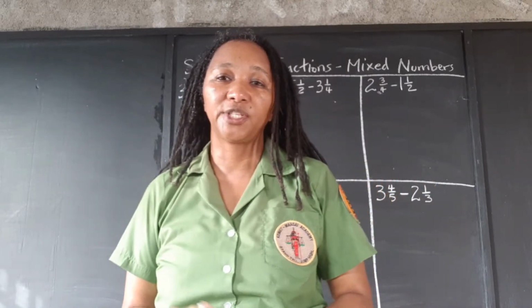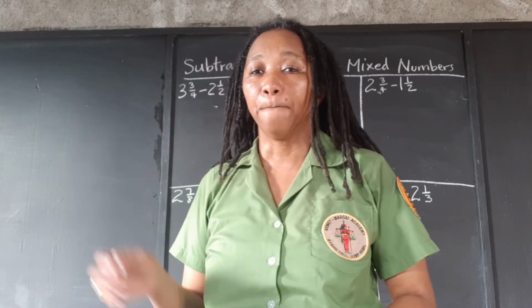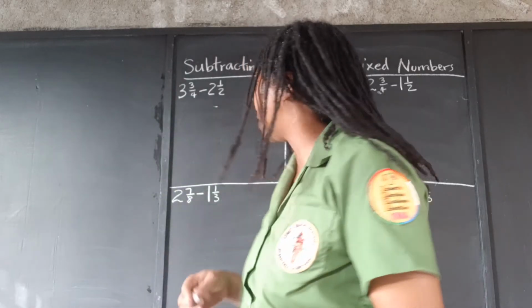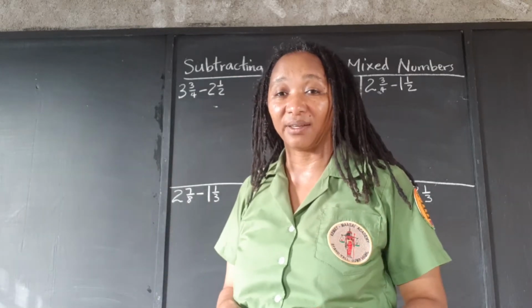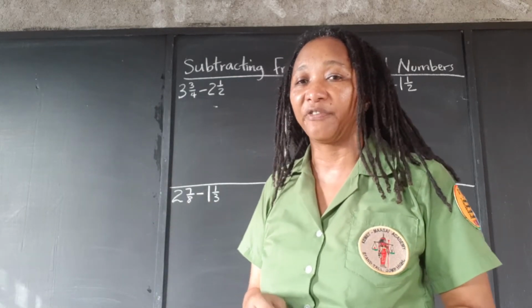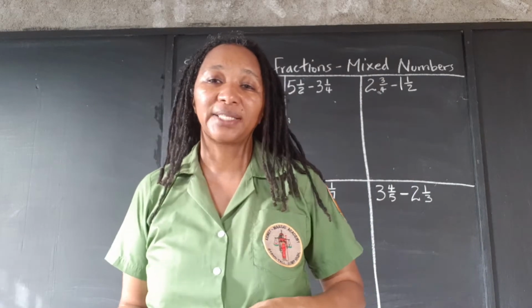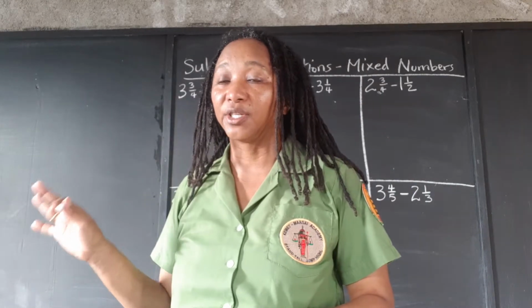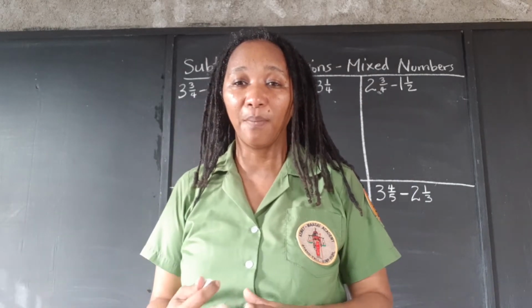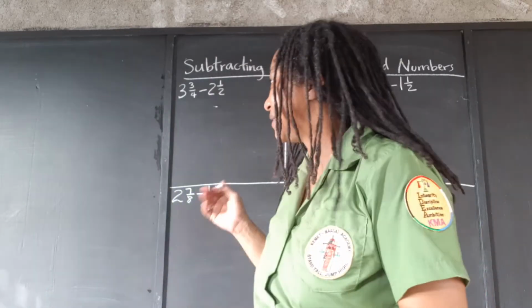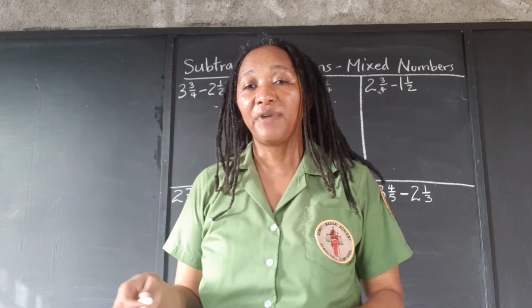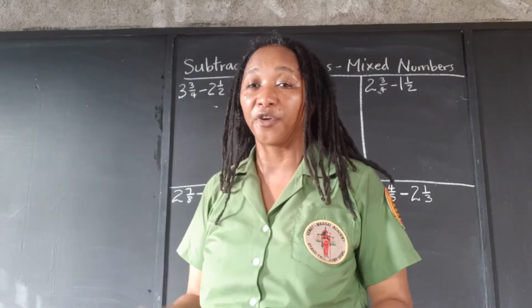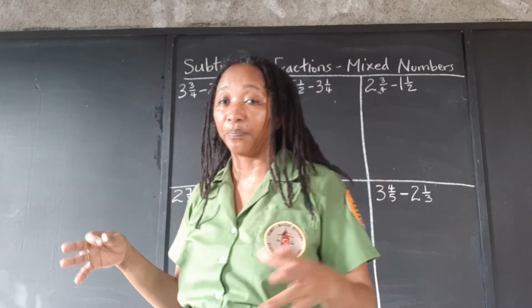Today we're going to be subtracting fractions, mixed numbers. For each of the fractions I have here, I'm going to show you two methods how to subtract them. The first method will be subtracting the whole numbers and subtracting the fractions and then combining those answers. The second method will be changing the fractions to improper fractions first and then working them that way.